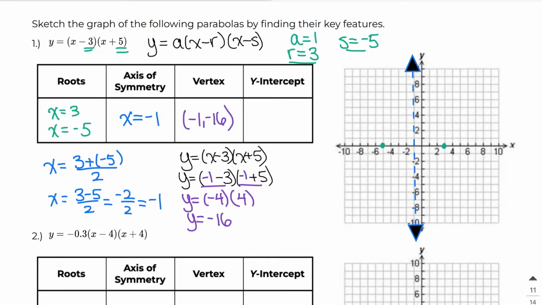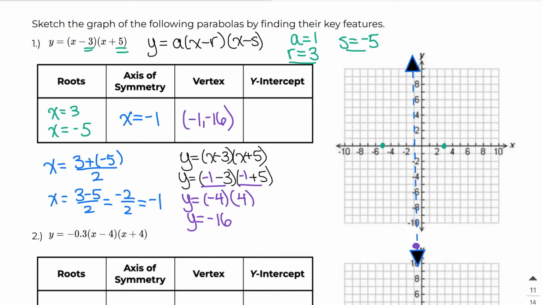And I apologize because this right here clearly is not going to be large enough of a graph. So we're just going to put it like all the way down here. I'll extend this some more. And we can say that our vertex will be somewhere maybe down here. Okay. And then lastly, we have our y-intercept, and the y-intercept happens on the y-axis.